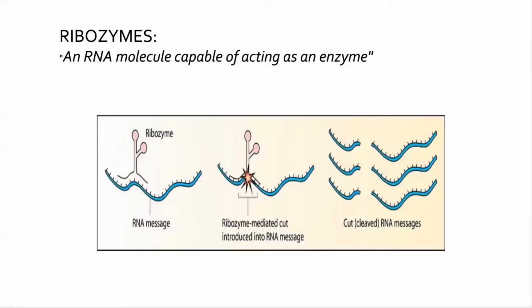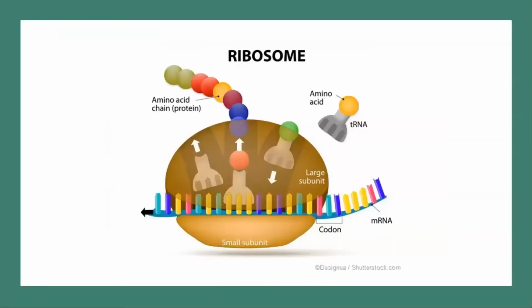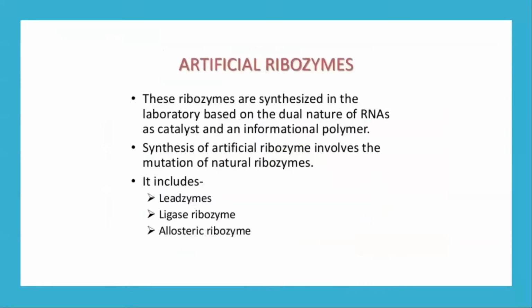Ribozymes. A ribozyme is a molecule capable of acting as an enzyme. They are not actually proteins. They are made up of RNA, but they act as enzymes. Now, they are used in ribosomes, like making the amino acid chains and producing different required proteins of different cells and different tissues. And now for the artificial ribozymes.